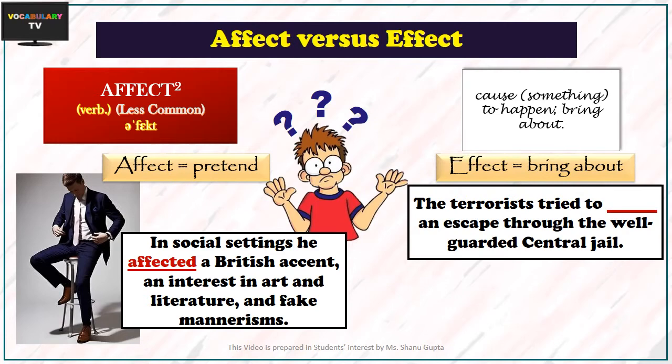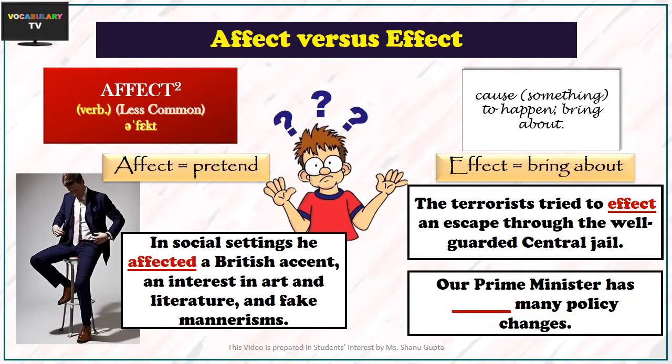The terrorists tried to dash and escape through the well-guarded central jail. The sentence means the terrorists tried to bring about or cause to happen an escape through the well-guarded central jail. So the correct word is effect. Again, our Prime Minister has dash many policy changes. Our Prime Minister has brought about many policy changes. So the correct word for the blank is effected.